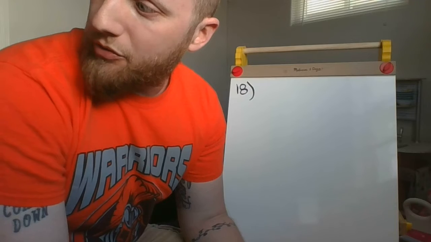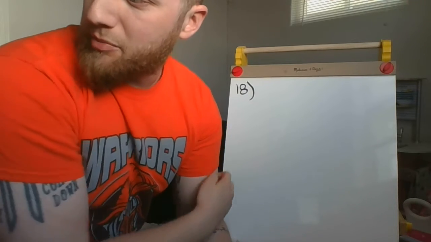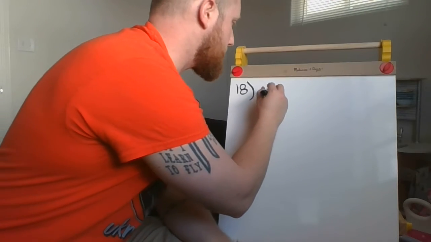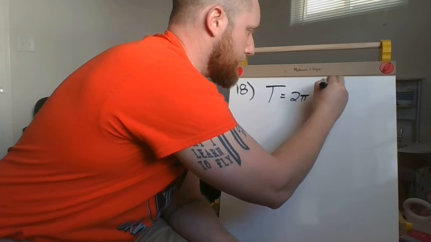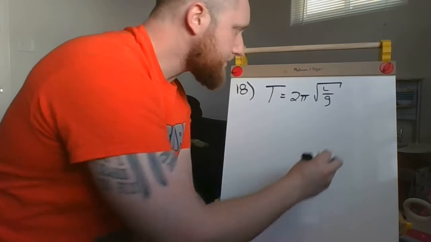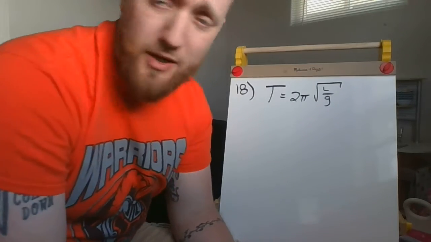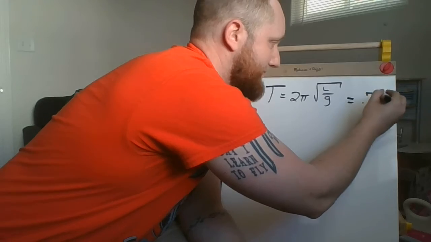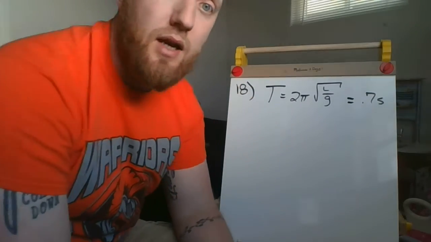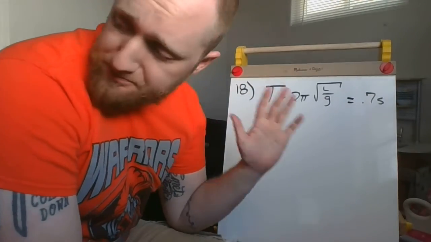So for the first part, number 18, I actually didn't put a letter on it. You just have to use your period equation, T is equal to 2 pi square root of L over G, in order to calculate the period of the pendulum. And you should get about 0.77, 0.78 seconds for the period.